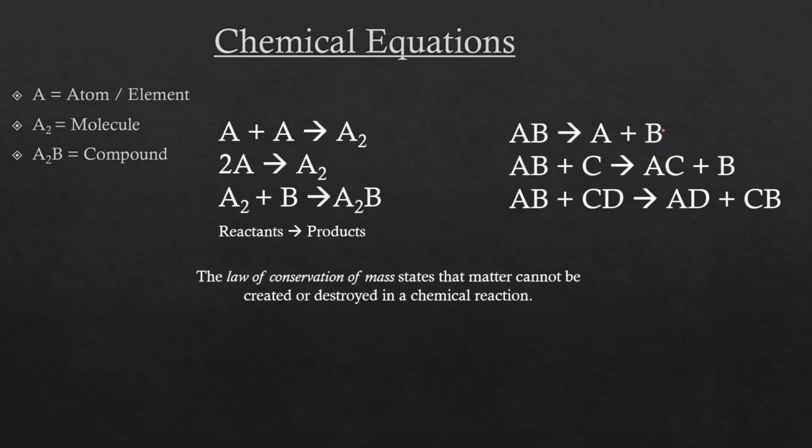All of these equations are following what's known as the law of conservation of mass, and that states that matter can't be created or destroyed in a chemical reaction, right? Whatever you're putting in, you have to get out. We cannot just make new atoms out of thin air, and we can't just Thanos snap and destroy them either, right? If we put something in, we have to get it out.